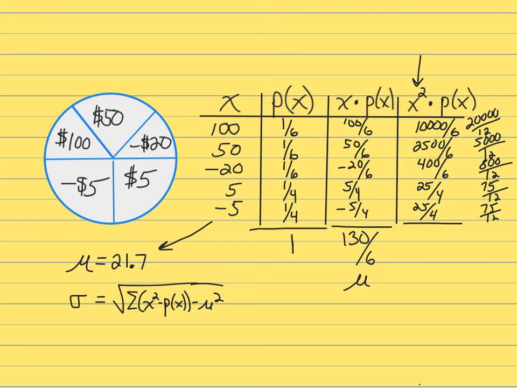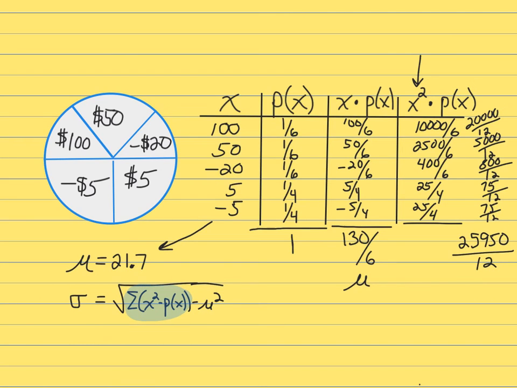Add those up, we get 25,800 plus 150, 25,950. That's what we got. Oh my goodness, wrong button. 25,950 twelfths. And that is x squared times p of x summed, or all of this over here in the formula.